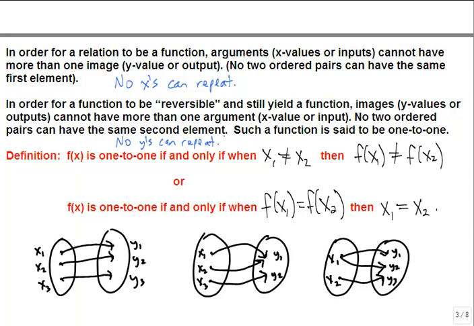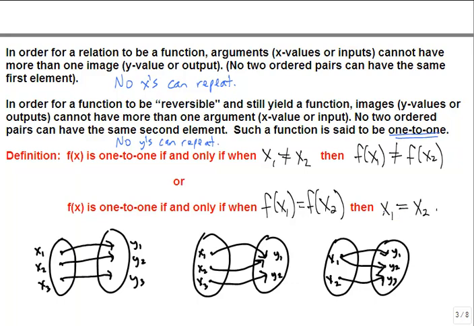If that happens, so that you have no y's that repeat, then such a function is called one-to-one. So here's the formal definition of being one-to-one. We say that a function f of x is one-to-one if and only if, when the x's are not equal, then the y's should not be equal. Or this is the same thing as saying that the function is one-to-one if and only if, when the y's do equal each other, then the x's must have equaled each other.